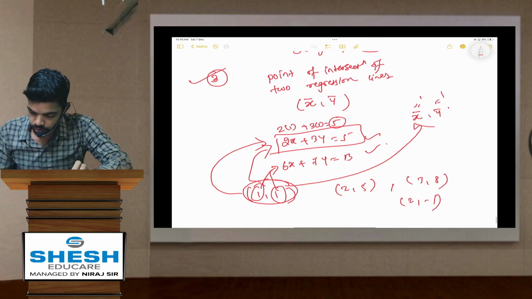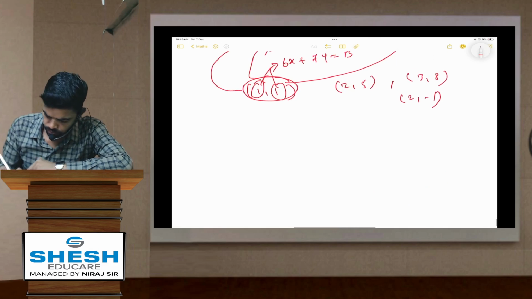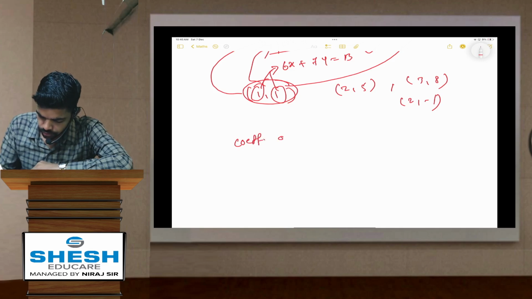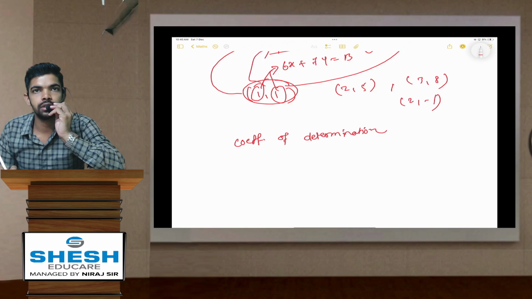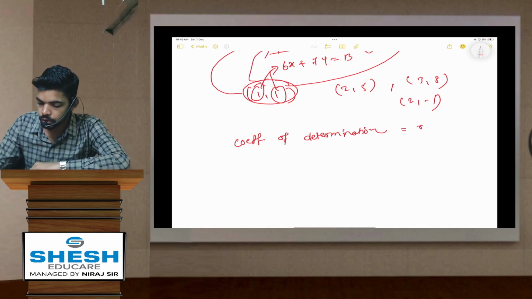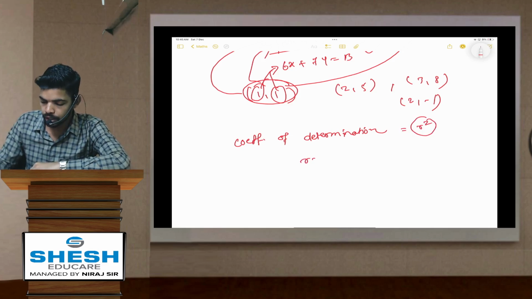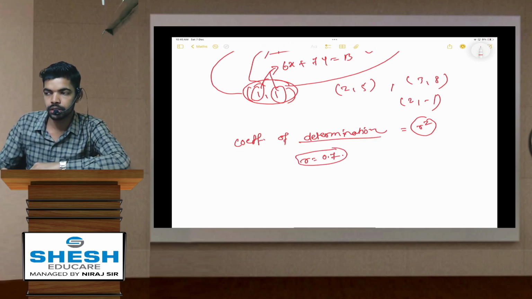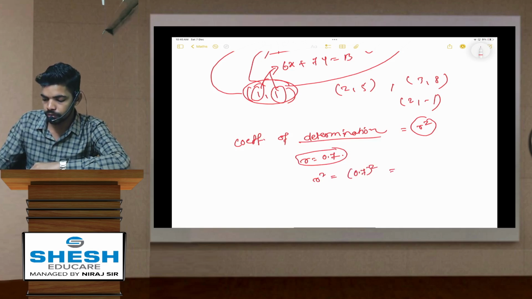We'll do next coefficient of determination. Coefficient of determination को कैसे डिनोट करते हैं, r square. Suppose r is 0.7 and they will ask you what is the coefficient of determination. So it will be just r square, which is 0.7 square, which is 0.49.